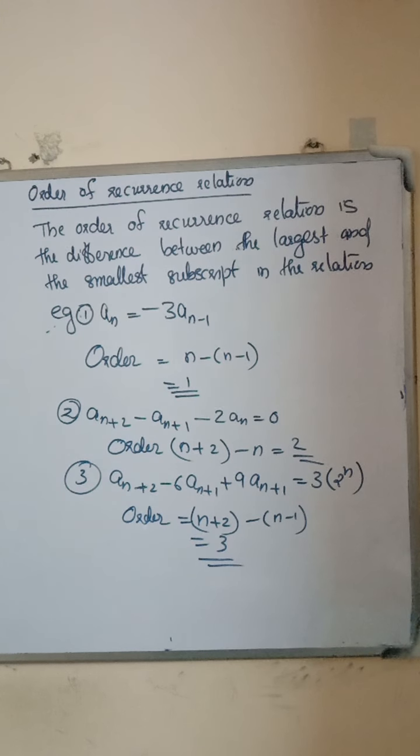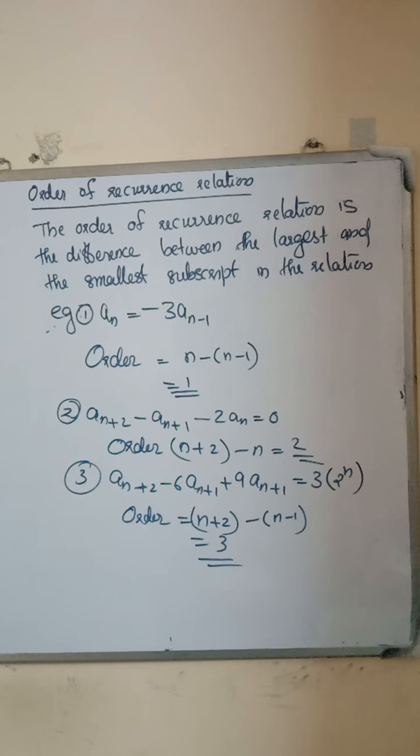Next, order of recurrence relation. The order of a recurrence relation is the difference between the largest and smallest subscript in the relation. First example, an is equal to minus 3 an minus 1. Here, the recurrence relation contains an and an minus 1. So the largest subscript is n and the smallest subscript is n minus 1. Therefore, order is the difference between n and n minus 1, that is equal to 1.